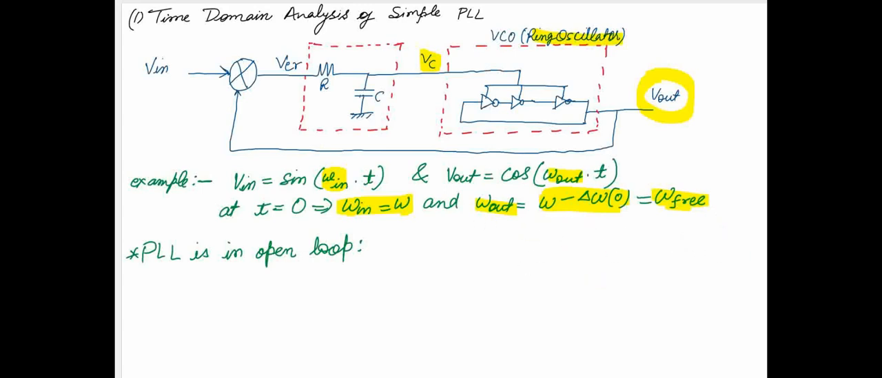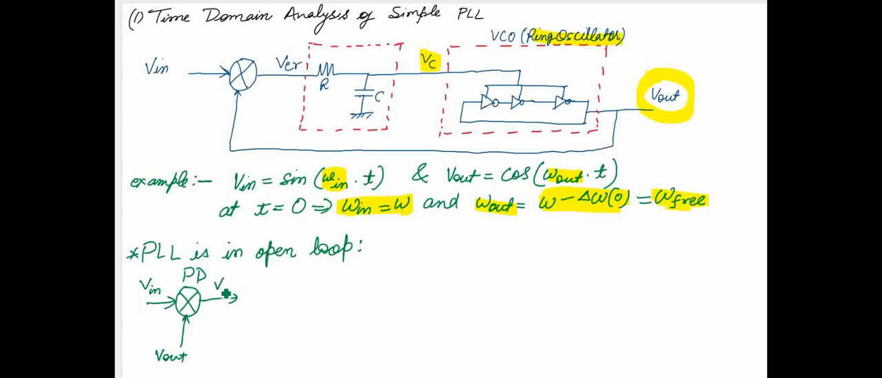Now I want to do some analysis, time domain analysis of simple PLL. I want to keep this PLL as open circuit, and then analyze each block to see how the PLL will react. After that, I will close it and then I will see. So in the first case, I'm keeping the PLL in open loop. First, I'm keeping this PD, the phase detector. This is V in, and this is V out.